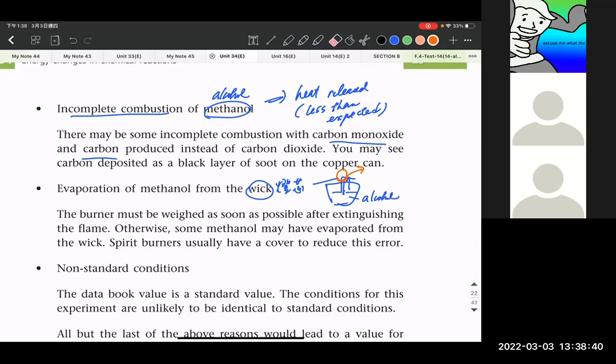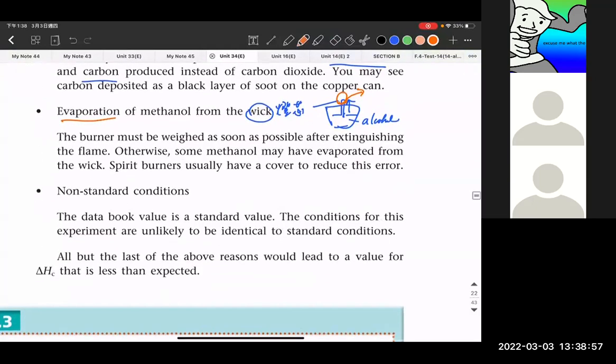So even though I measured the difference in mass of the ethanol, that doesn't mean the mass loss contributes to the complete burning of all the alcohol. Can you get my point? So some evaporation of alcohol will occur. And of course, somebody may argue the experimental conditions are not standard, and this will also affect our measurements.